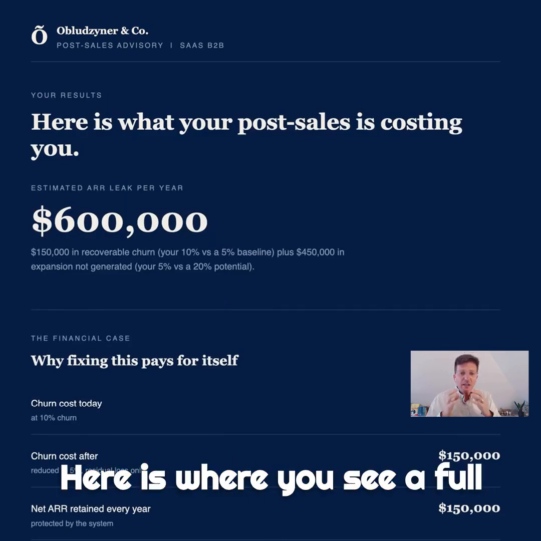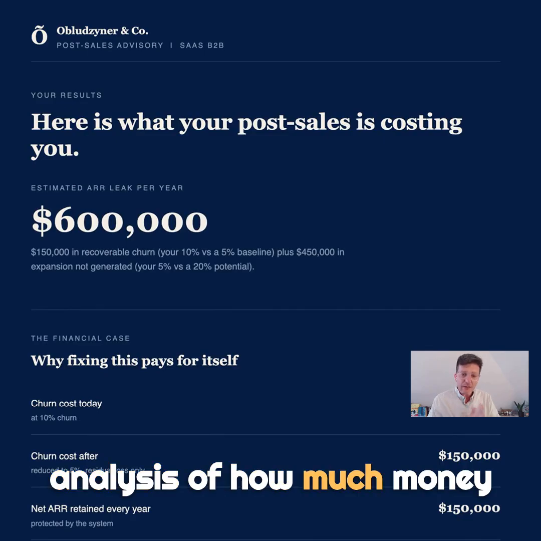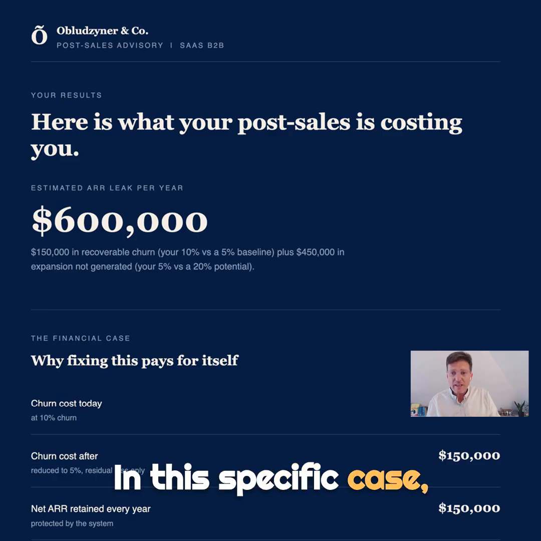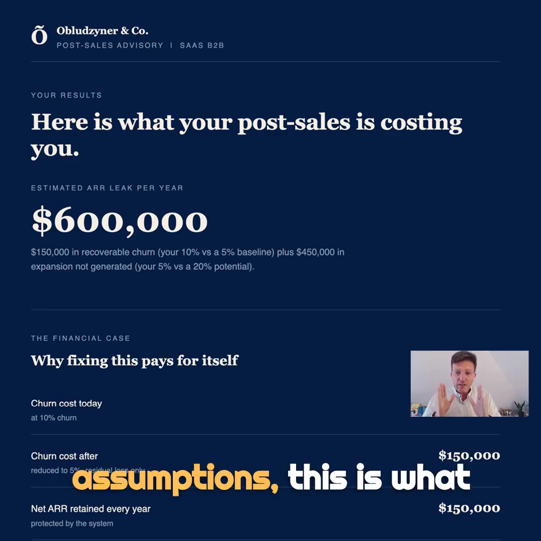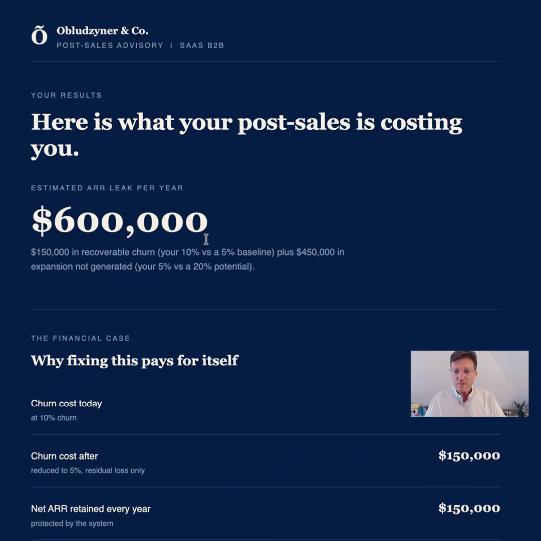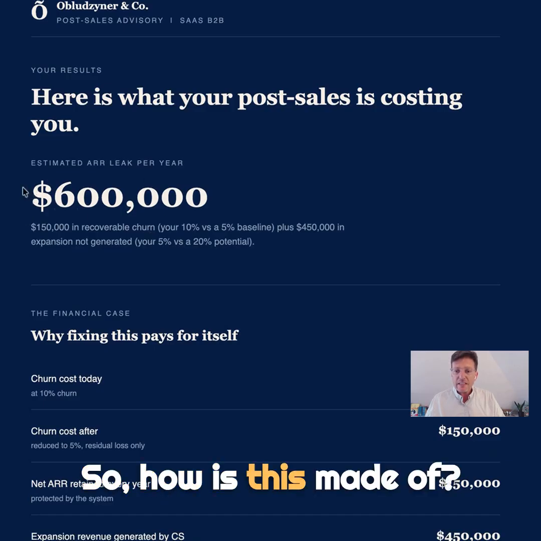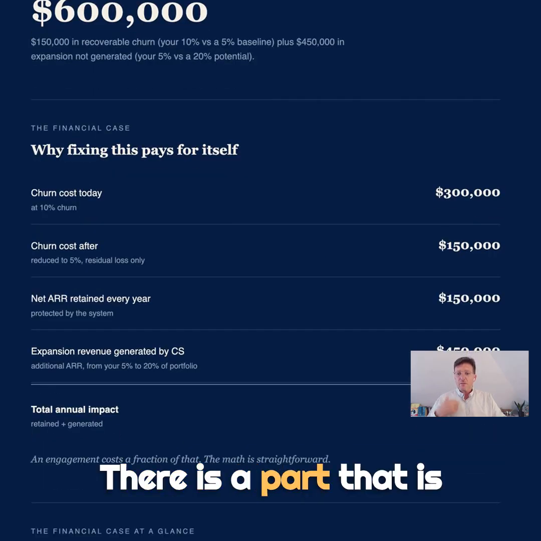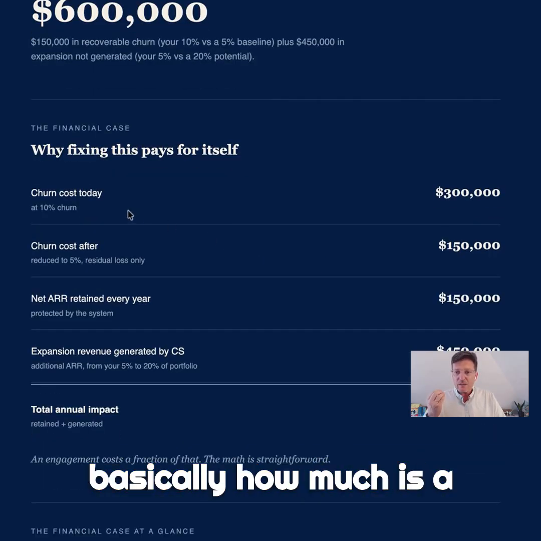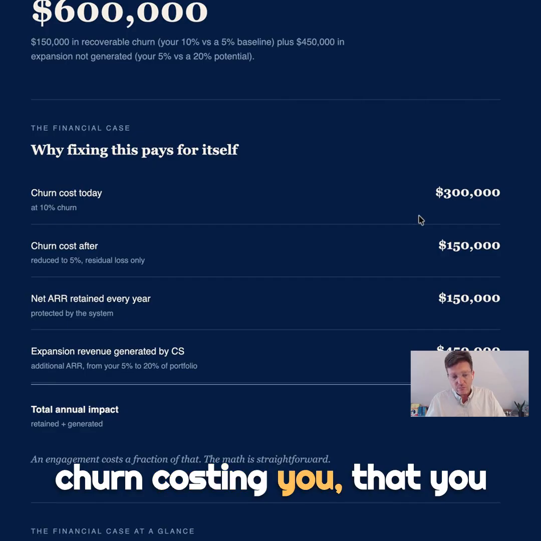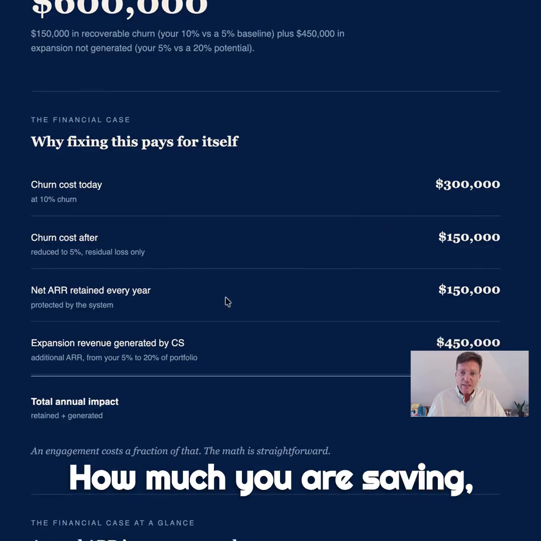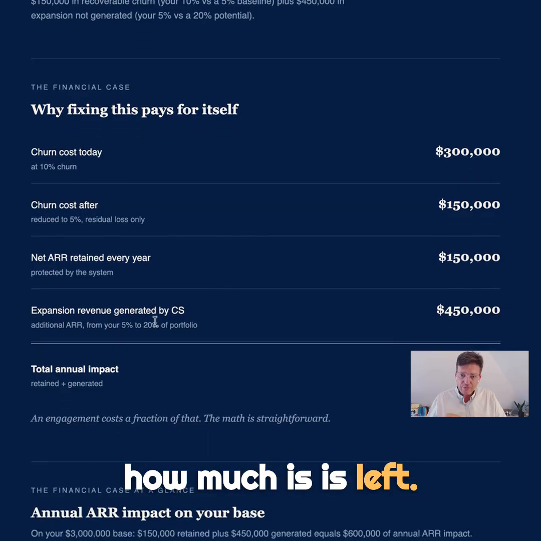Here is where you see a full analysis of how much money you are leaving on the table yearly. In this specific case, according to the assumptions, this is what you are getting. Okay? So what is this made of? There is a part that is basically how much the churn is costing you, that you know for sure, how much you are saving, how much is left.